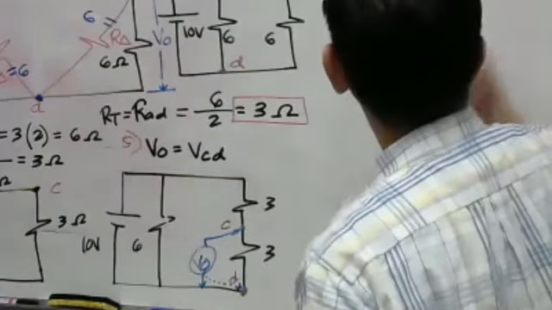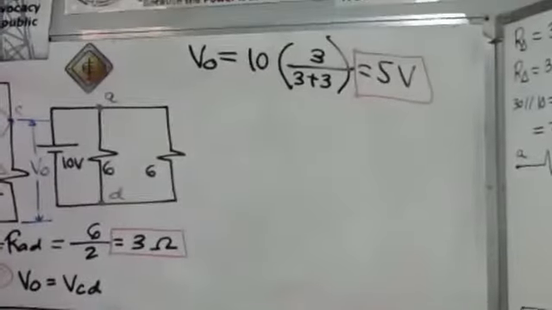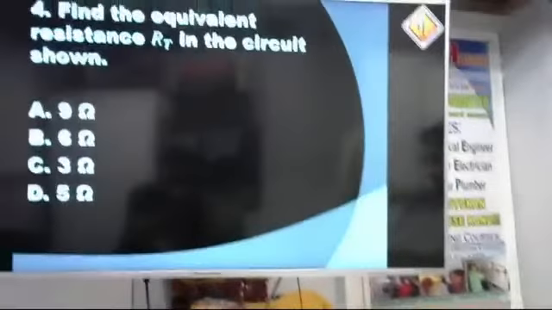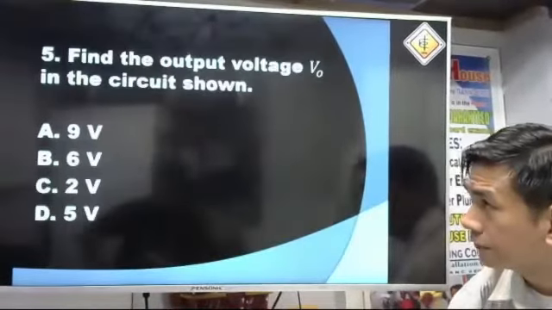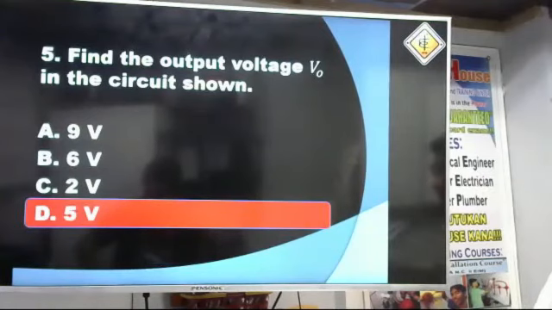So that's it. So the answer would be, for number 5, that is letter D. Okay, for number 5, that is letter D.